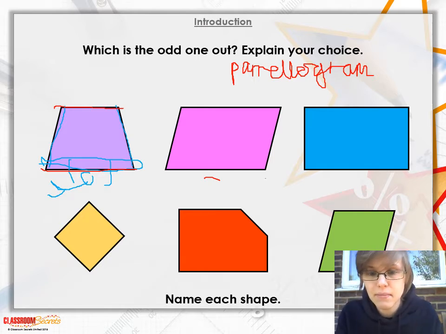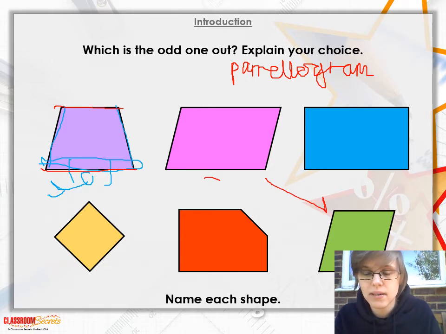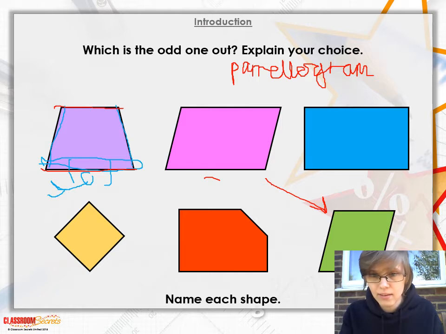It is very similar to this little shape down here. Now this shape down here, all its sides are the same length. Both the top and the sides are parallel. So it's a parallelogram, it's a quadrilateral, and this one is called a rhombus.